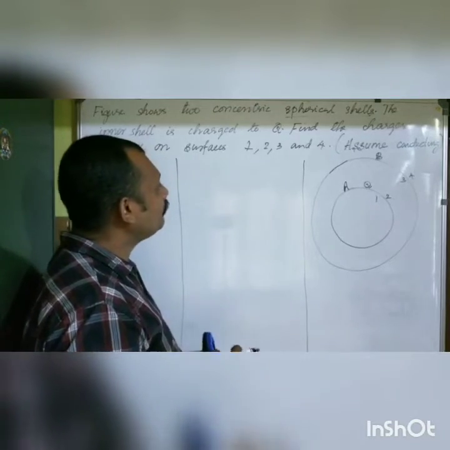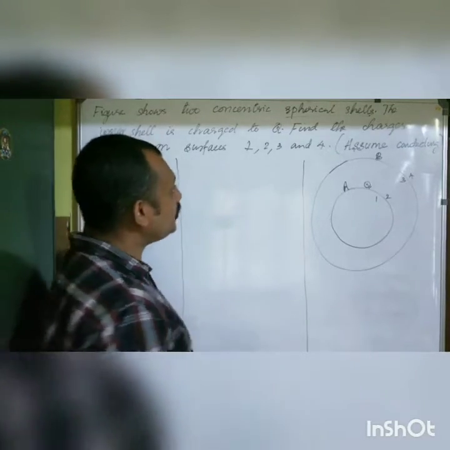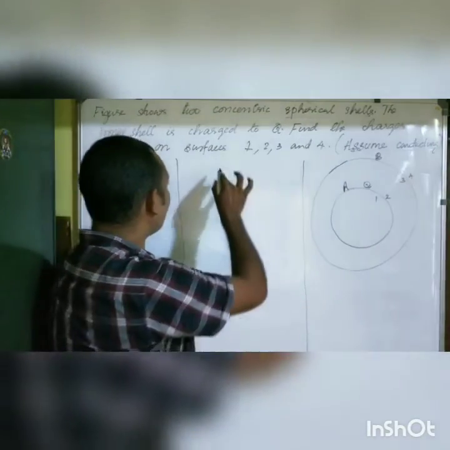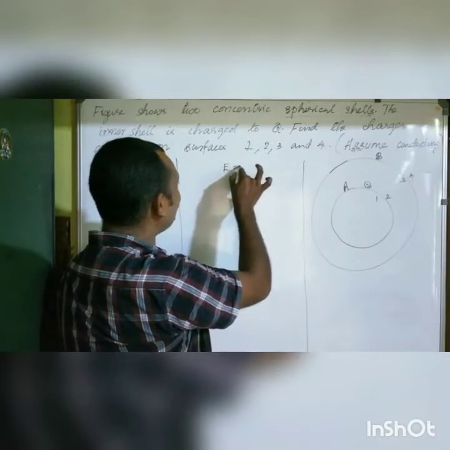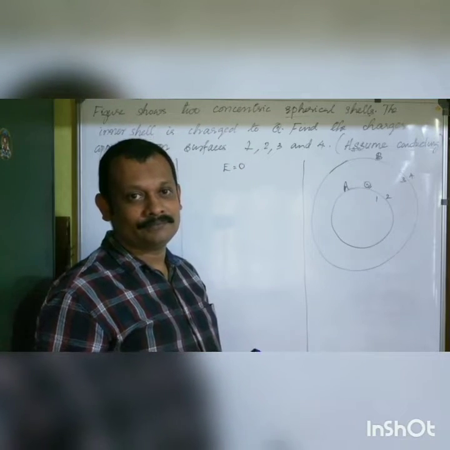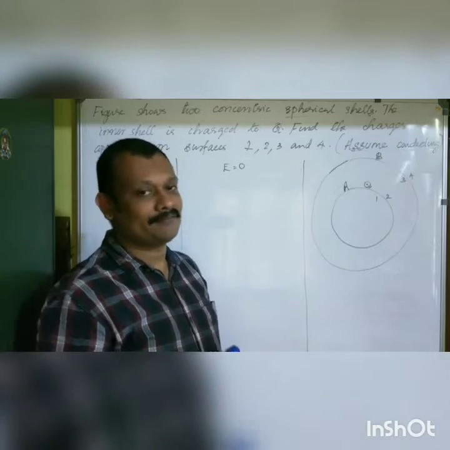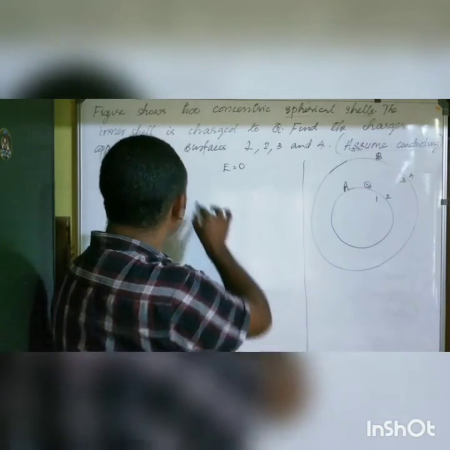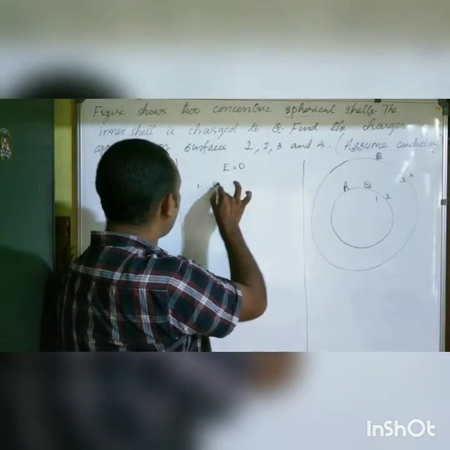Okay. What we will do first? As we got the name conducting, the most important point we will write is electrostatic field is 0 inside the conducting sphere. I'm going to take the first shell now, shell A.